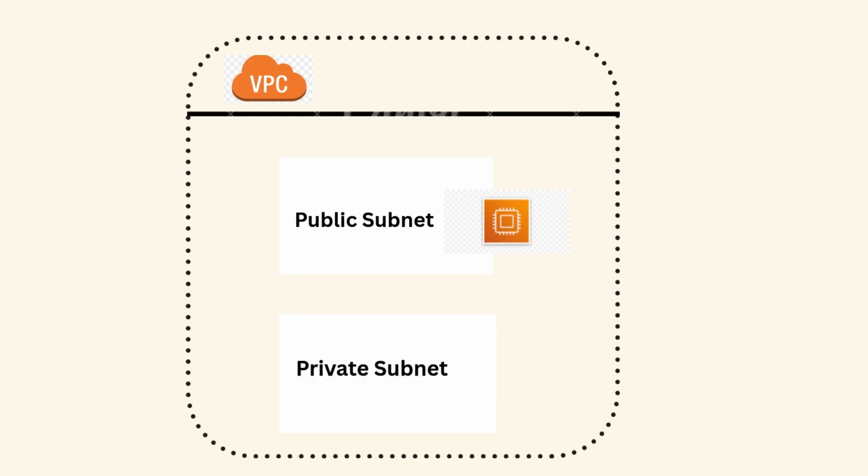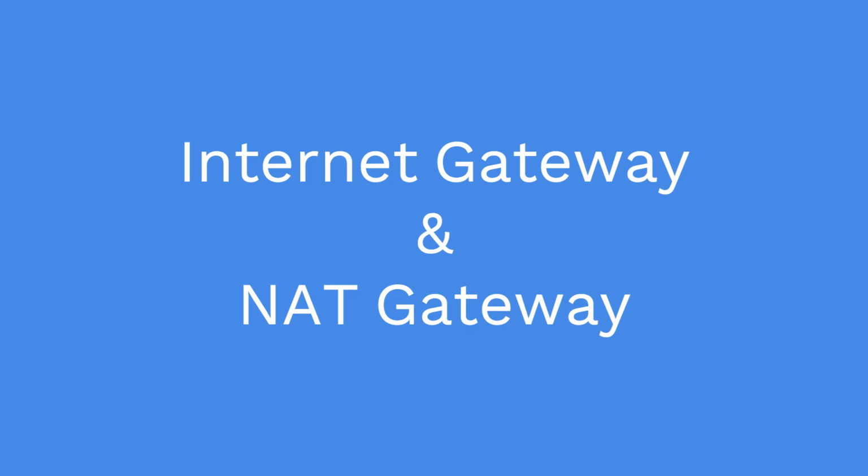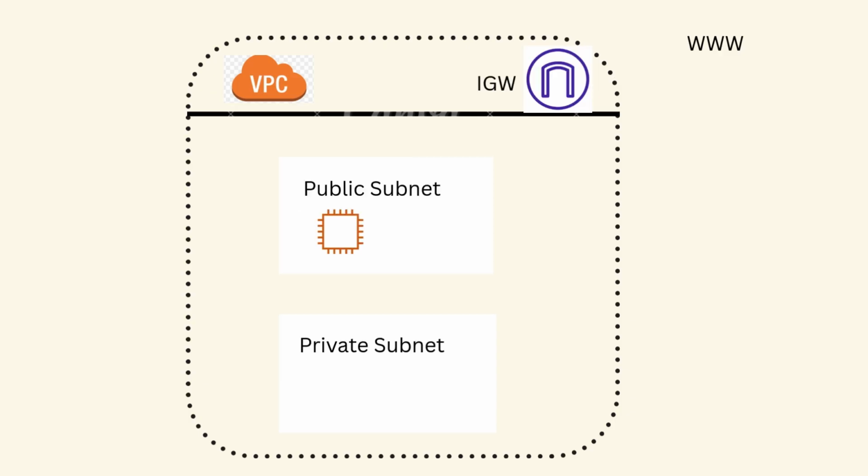Say for example, we have an EC2 instance inside a public subnet, inside a VPC. How does it connect to the internet? Let's understand. Here, the public subnet will have a route to the internet gateway, and then the internet gateway knows how to talk to the internet. So that's what makes it a public subnet.